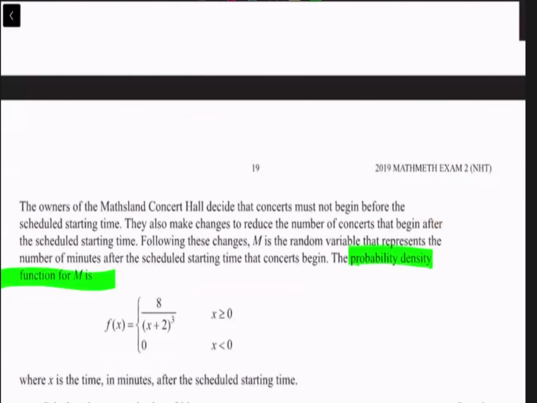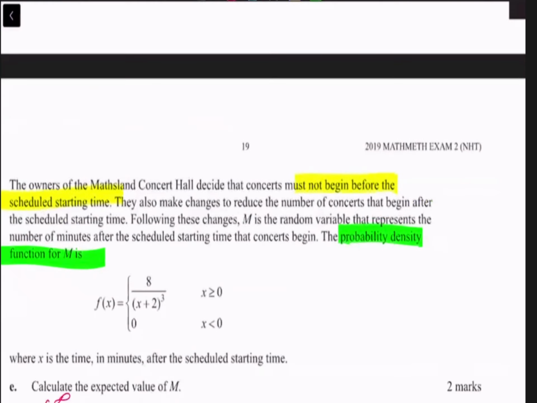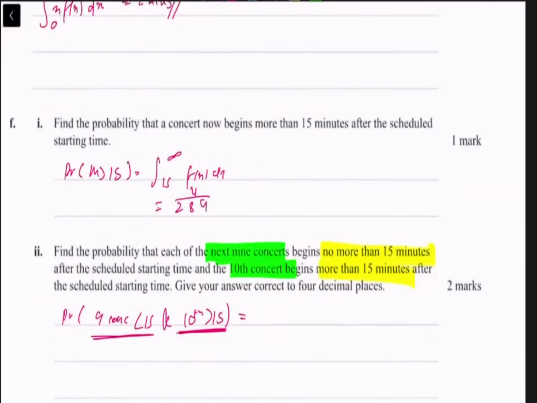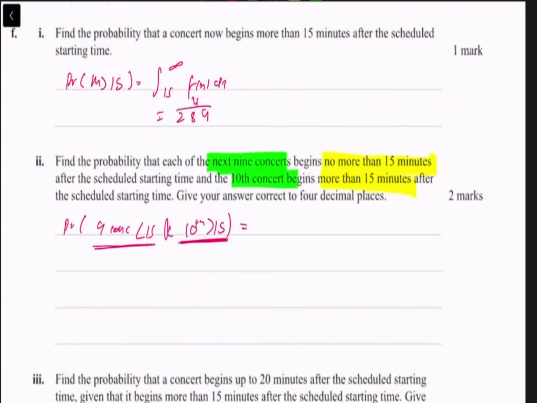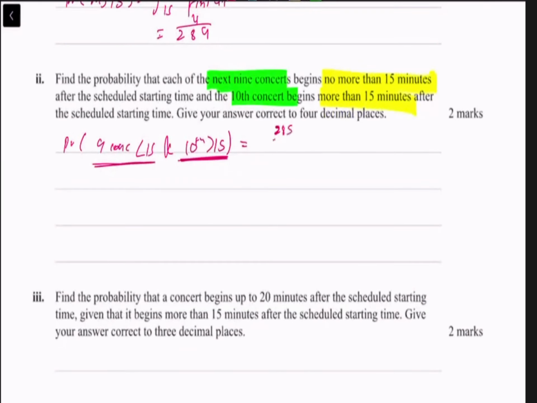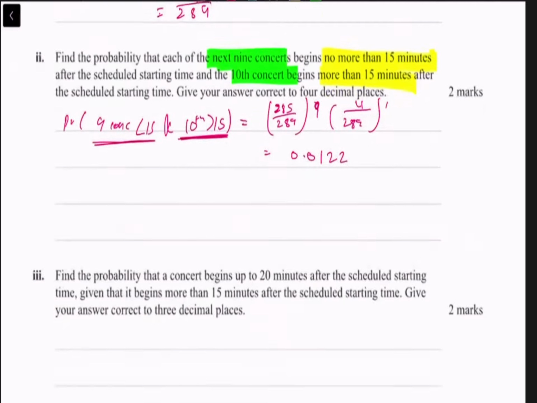But if you read the first question, it says that the concert must not begin before the scheduled starting time. So that's why x is greater than 0. That's why the domain's like that. So if we already have in part fi the probability that something's greater than 15, then the probability that something's less than 15 is just going to be 1 minus that. So it's just going to be 285 on 289 to the power of 9, because that's the first 9 concerts, on 289, because that's the last concert. So that's the 10th one, and just get your CAS to get it in decimals.